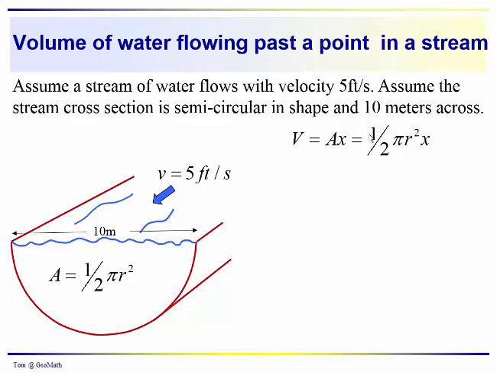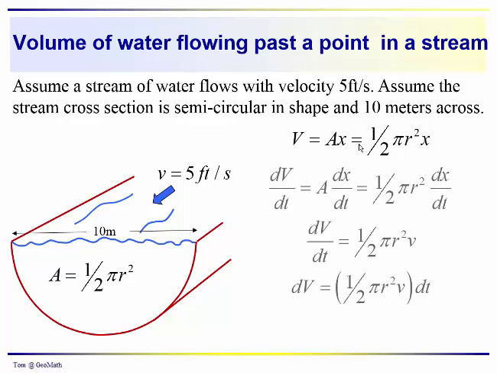So we have our basic relationship for the volume. And in order to figure out how that volume varies as a function of time, we're taking the derivative dV/dt. And that is just going to be the cross-sectional area, or 1/2 pi r squared, times dx/dt. So we have our cross-sectional area here, dx/dt over here. Our dV/dt is equal to 1/2 pi r squared v. dx/dt is just a velocity.